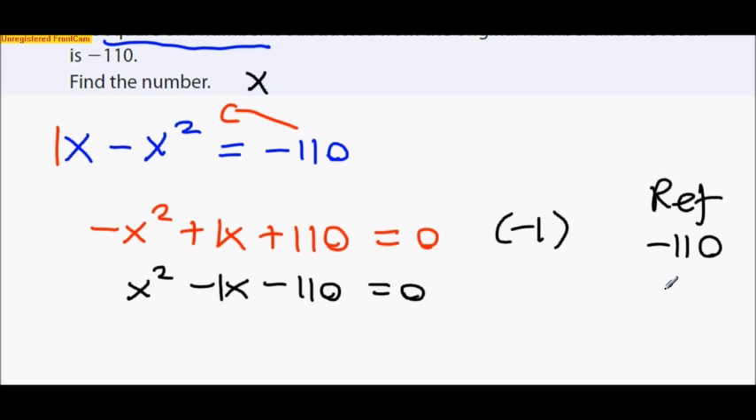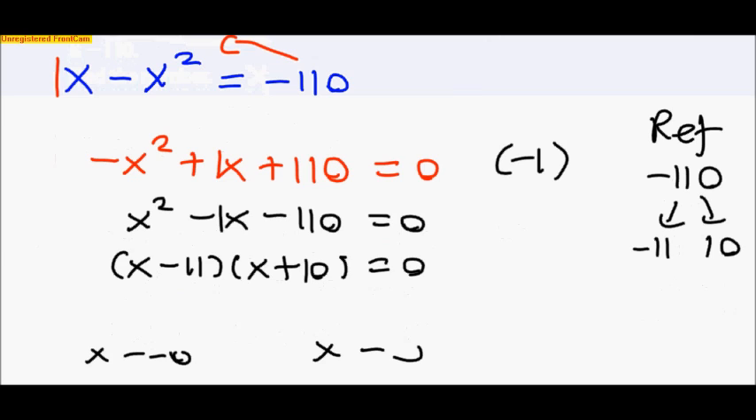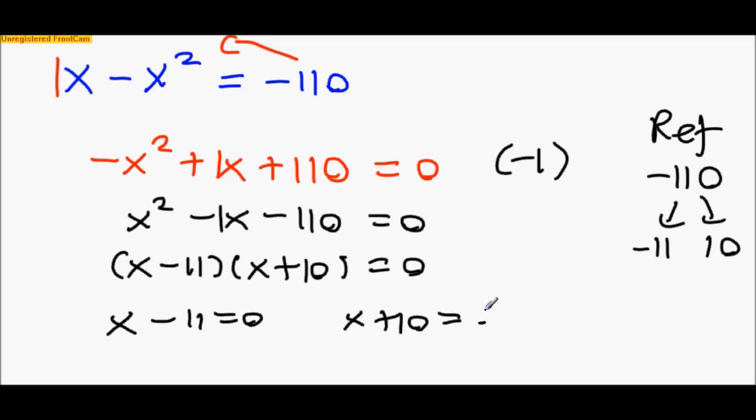Break it up. It's going to be 11 and 10. Minus 11 plus 10. So we're going to have x minus 11, x plus 10 equals 0. Then we're going to have x minus 11 equals 0 and x plus 10 equals 0. Move it over to the other side. X equals minus 10, x equals 11. Okay, so that's the end of that question.